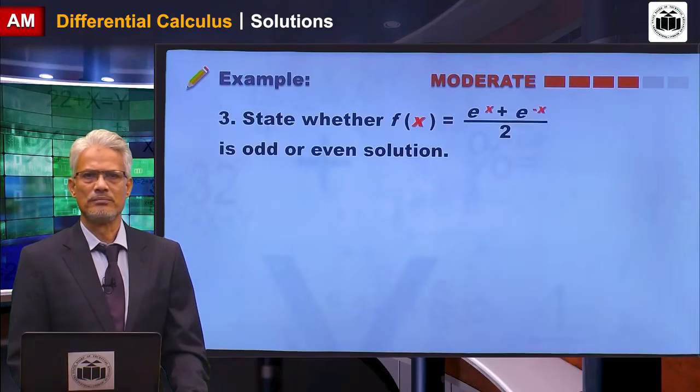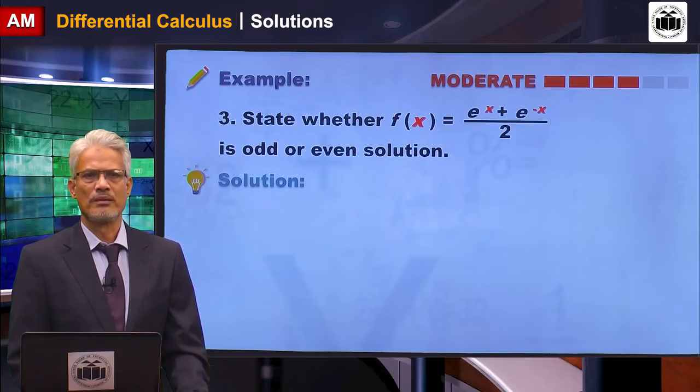Third example: state whether f(x) = (e^x + e^(-x))/2 is an odd or even function. We know if f(x) remains unchanged by changing x to minus x, then the function is known as an even function. And if f(-x) is equal to -f(x), then it is known as an odd function. Now we will check it.